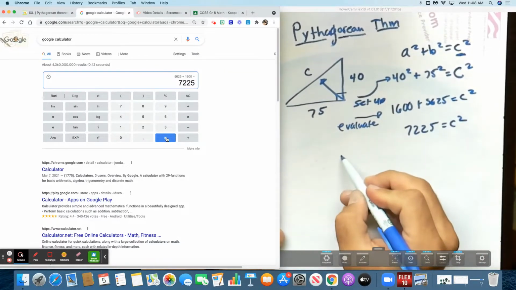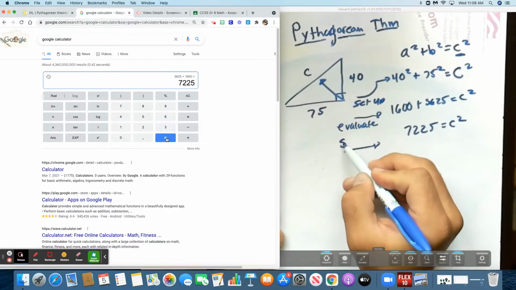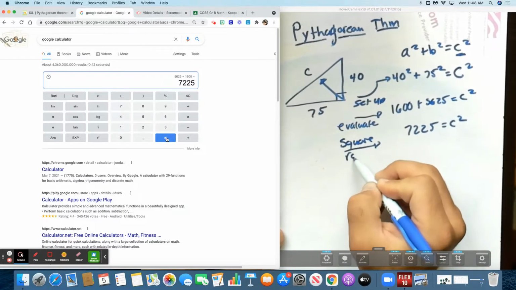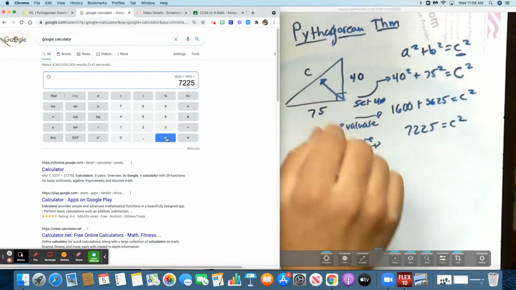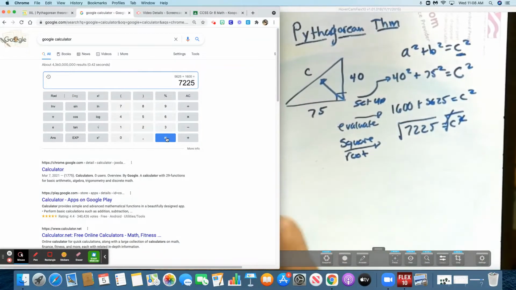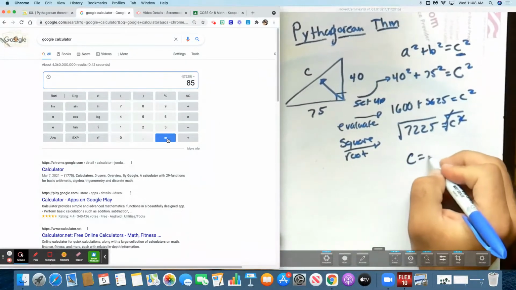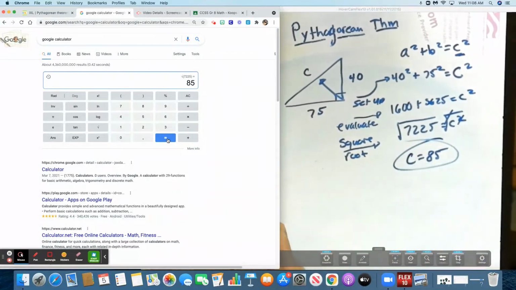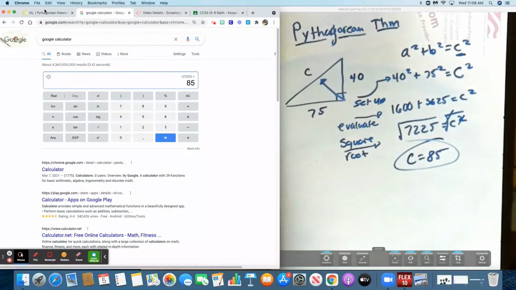And then now we're going to do that last step there, which is square root. Okay, just like we've done before. So we take the square root of this side, we take the square root of this side, that cancels, and then we have to find out what that square root is. So the square root of 7225 is 85. So c is going to equal 85. Okay, then we go back to IXL and we get our points.